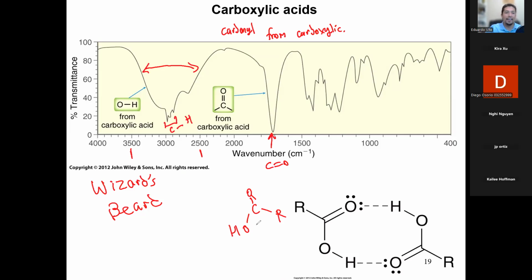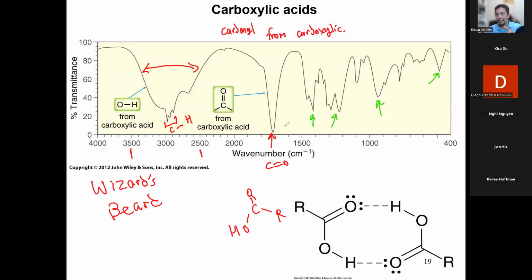It should make sense. And again, I want to point out, what about the fingerprint region? What about everything else? What's this? I don't know and I don't care. What is this? I don't know and I don't care. What about this? As long as I see an OH broad signal, as long as I see the CH stalactite that creates the wizard's beard, and I confirm it by looking for my carbonyl, I know that I have a carboxylic acid. Everything else is just extra information. We only care about the two peaks.